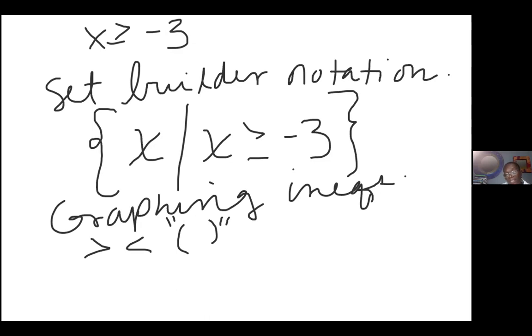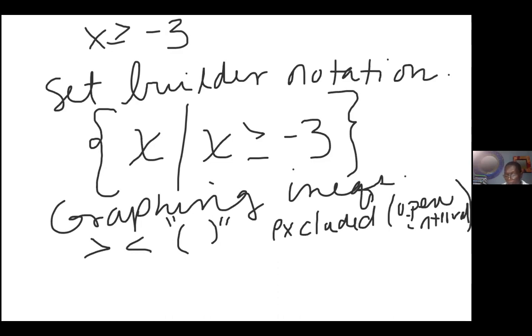Now, the parentheses shows that the boundary value is excluded. It's not included as part of the solution set. So in other words, you have an open interval, and we're going to be talking about the intervals soon too. Okay, we're going to have an open interval. We'll chat about that in a minute.